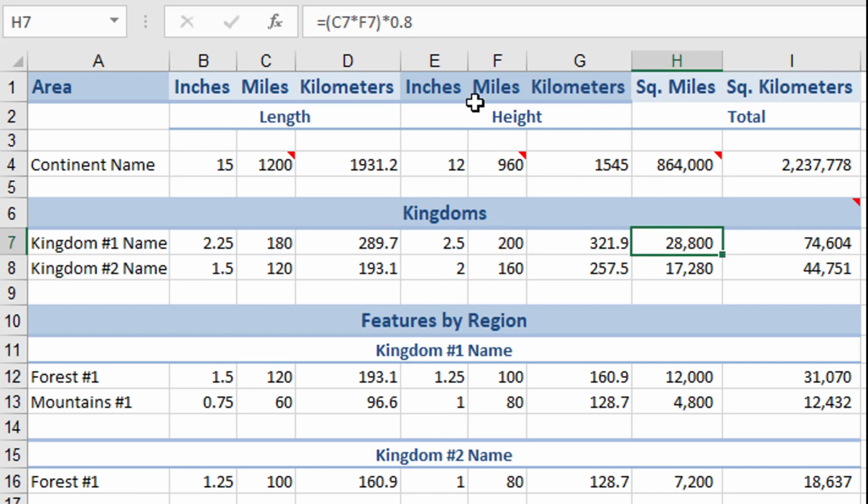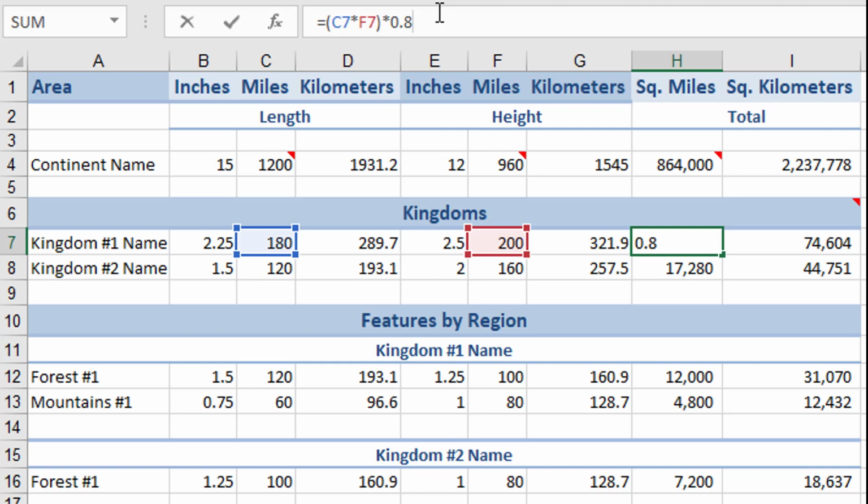So what I have here with this 0.8, in this made-up kingdom number 1 name, I have decided that if I were to take a square and I were to paste an image of this kingdom into that square, it would not be an exact square. It wouldn't fill up the whole thing. It would only fill up about 80% of it. So therefore, I have modified my square miles by 0.8 to reduce by 20% the overall land area that is in that kingdom. This is not an exact science.